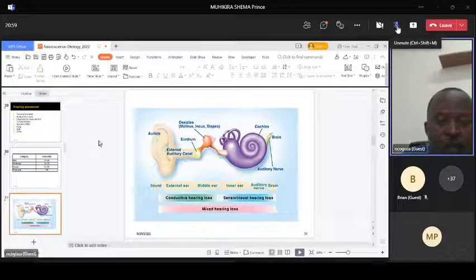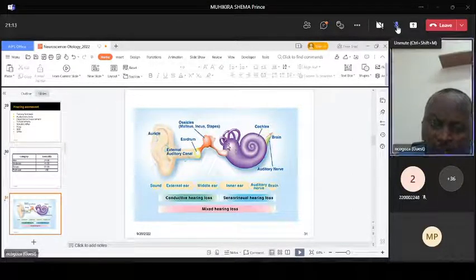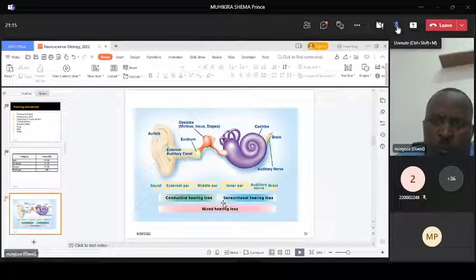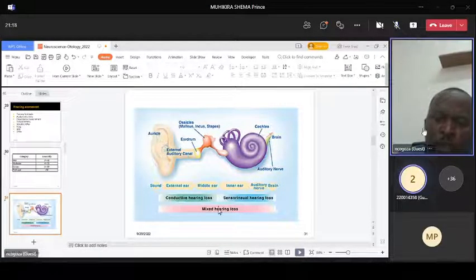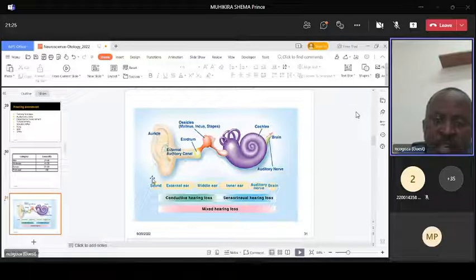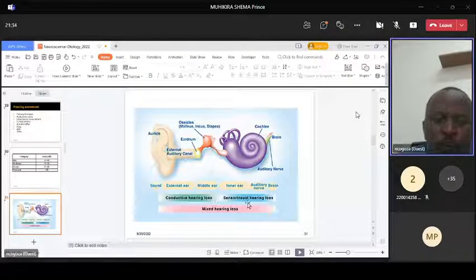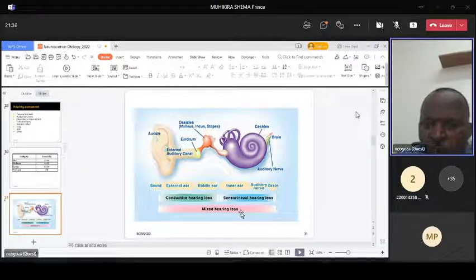The sound is collected by the pinna, sent through the external auditory canal, vibrates the tympanic membrane, vibrates the ossicles, and is sent to the inner ear. So up to this level, any problem or issue impairing transmission of sound at this level is considered conductive. So we have three types of hearing loss.